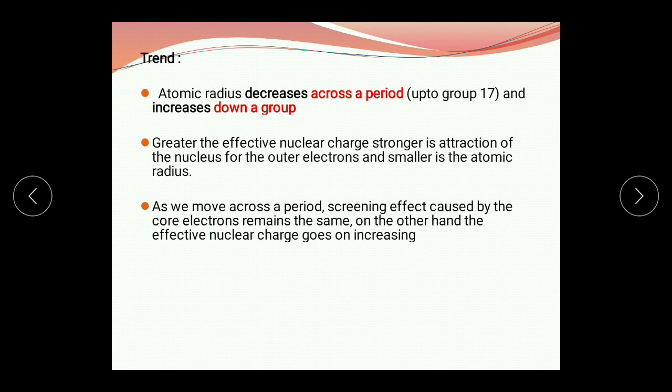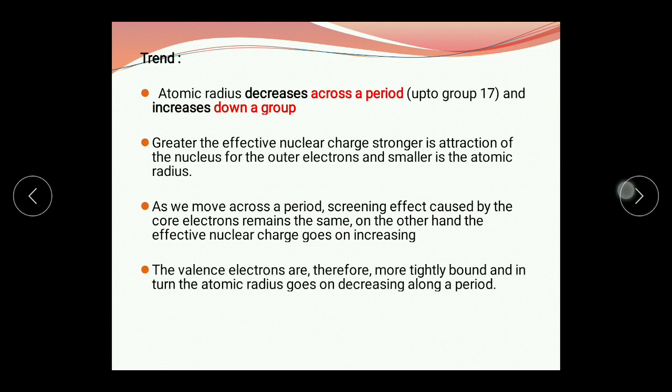That means the inner core remains the same across a period, because in the second period the second shell is complete, and in the third period the third shell is complete. We have seen that. So across a period, the screening effect caused by the core electrons remains the same, and the effective nuclear charge increases, and the net result is a decrease in the atomic radius, because the valence electrons are held more tightly by the nucleus.